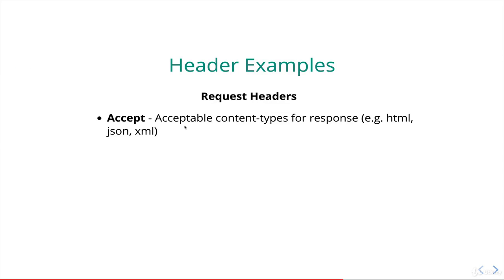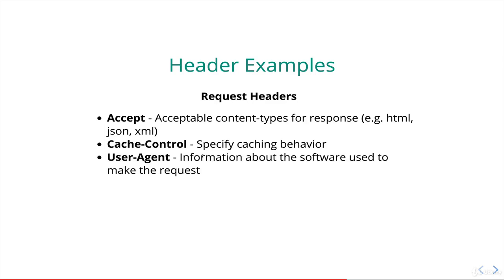And accept is my computer's way of saying these are the types of responses that we will accept back. So there are different formats of data. HTML is the one we see in our browser, but there are other formats we'll talk about briefly, including JSON and XML. So for now, I'll just leave it at this, but this is a way of saying I will accept X formats back. There's this other thing called cache control, just another example of a header. It specifies how the caching should behave. There's something called user agent, which contains information about the software used to make the request.